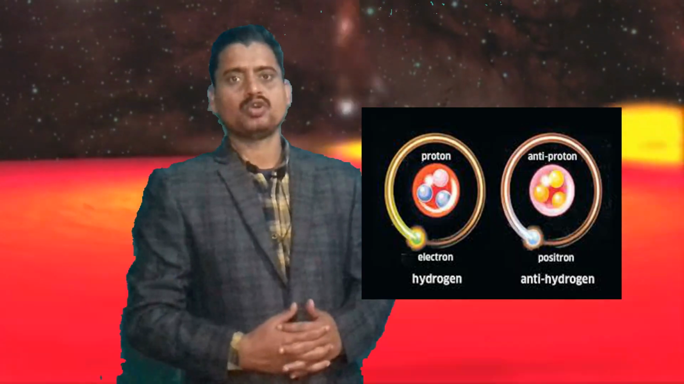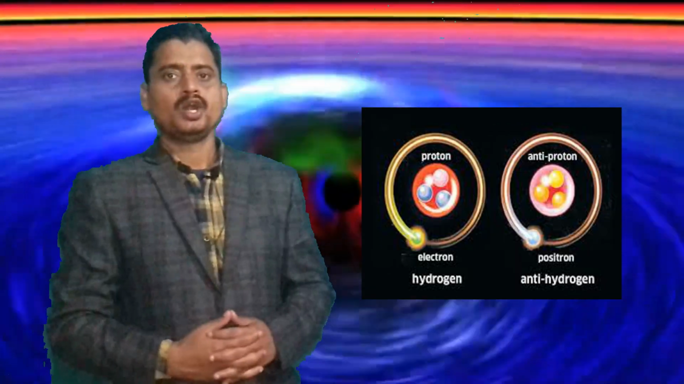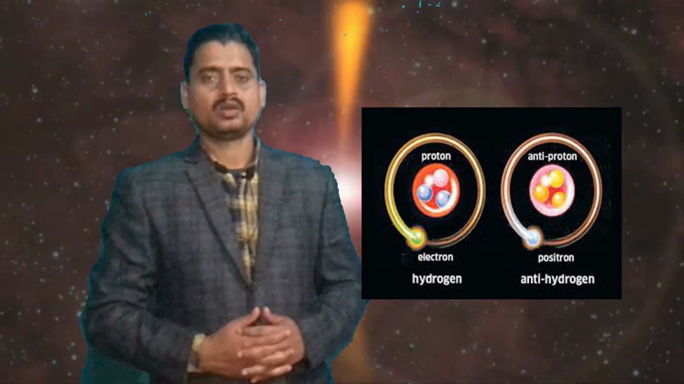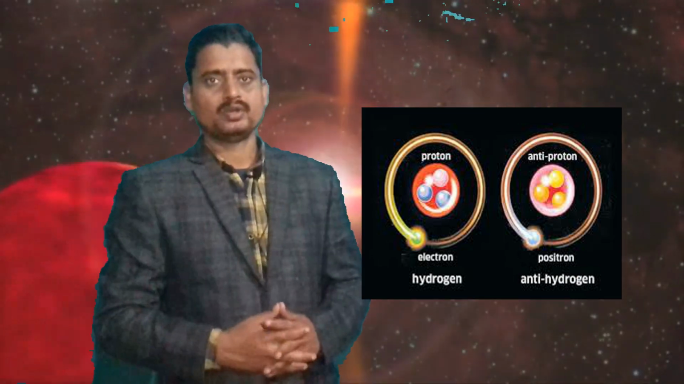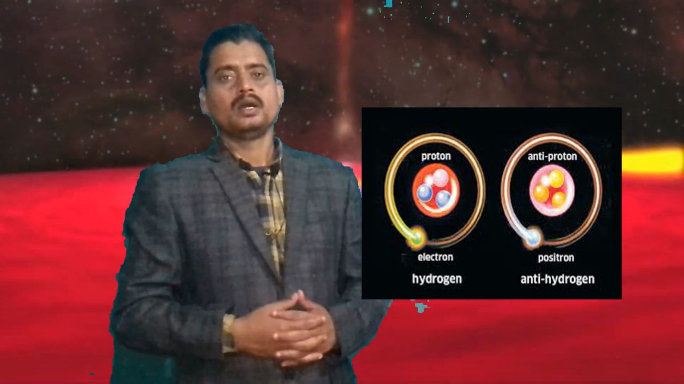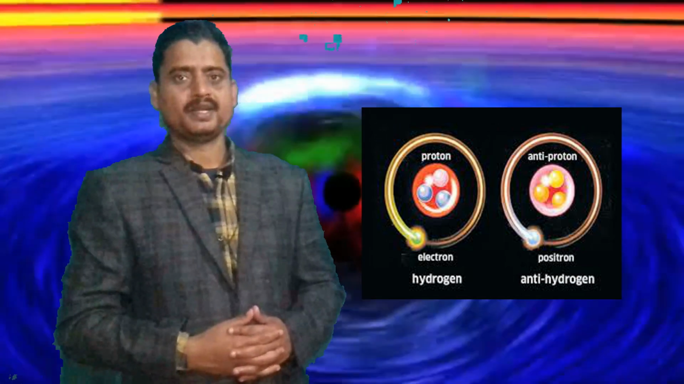Every particle has its own antiparticle. Proton has antiparticle called antiproton. Electron has antiparticle called positron, or anti-electron. Neutron has antiparticle called antineutron. Same way, muon has antiparticle antimuon.